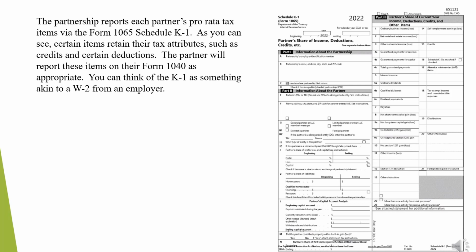The partner will report these items on their Form 1040 as appropriate. Now, I mentioned before, it would be reported on Schedule E if you're a partner. Then that flows through to the Schedule E, which then goes to Schedule 1, which then goes to the 1040. A little bit complicated. You can think of the K-1 as something akin to the W-2 from an employer.